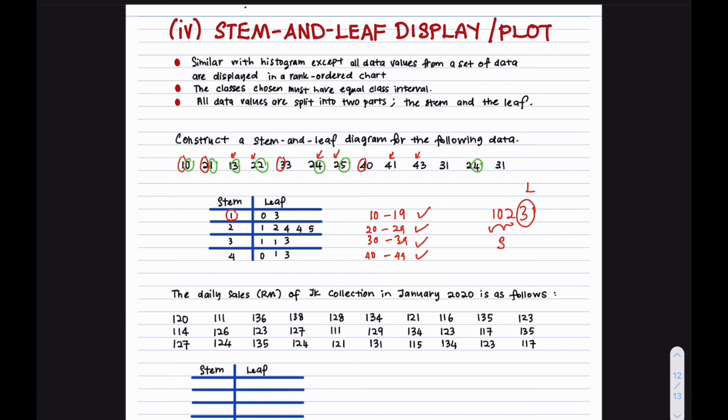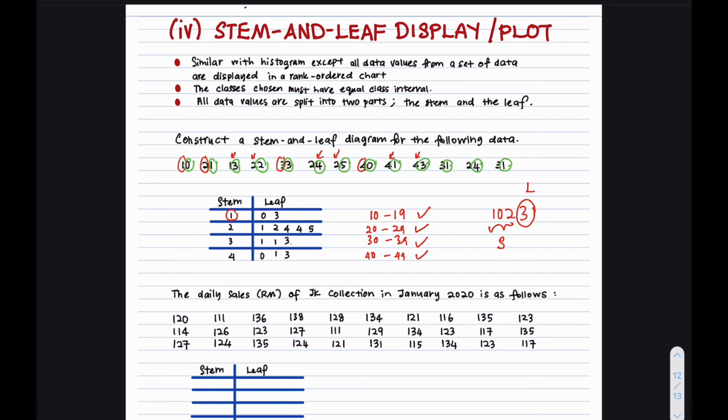And then the one with 3. So you have 31 here, so 1 kat depan. 31 here, so 1 more dekat depan. And 33 here, so 3 dekat sini. And the one yang ada 4 dekat depan, so we have 0, we have 1, and we have 3.